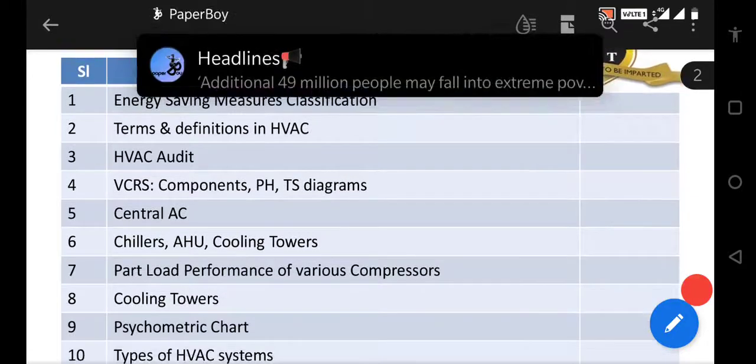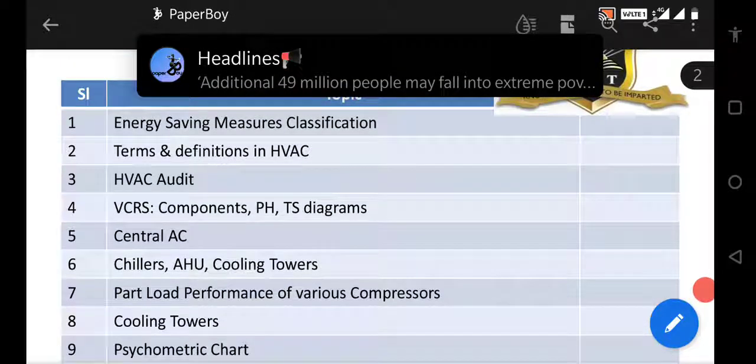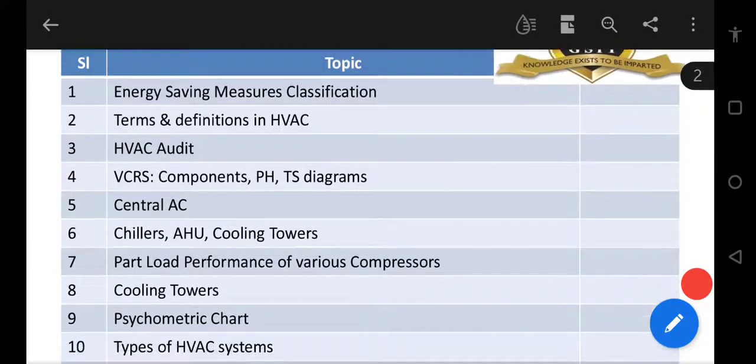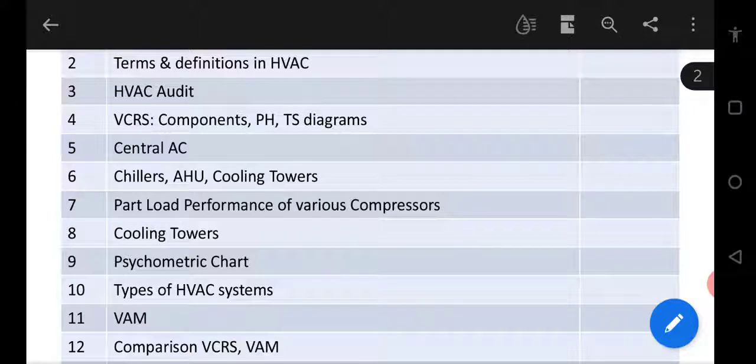So we will see the following things: what are the energy saving measures, how you classify them, some terms and definitions in HVAC, then HVAC audit, then what are the components of VCRS systems, the PH diagram and TS diagram we will see slightly. Then we will discuss centralized air conditioning system, how it works. The components of centralized air conditioning like chillers, AHU, cooling towers, and how you find out the performance of these.